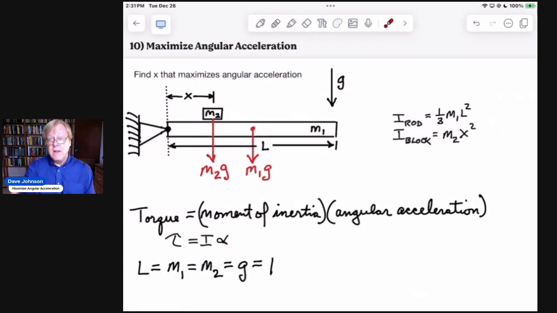Now, how do you figure out what these things are? Well, I'm just going to tell you, right? So let's think about the rod first.